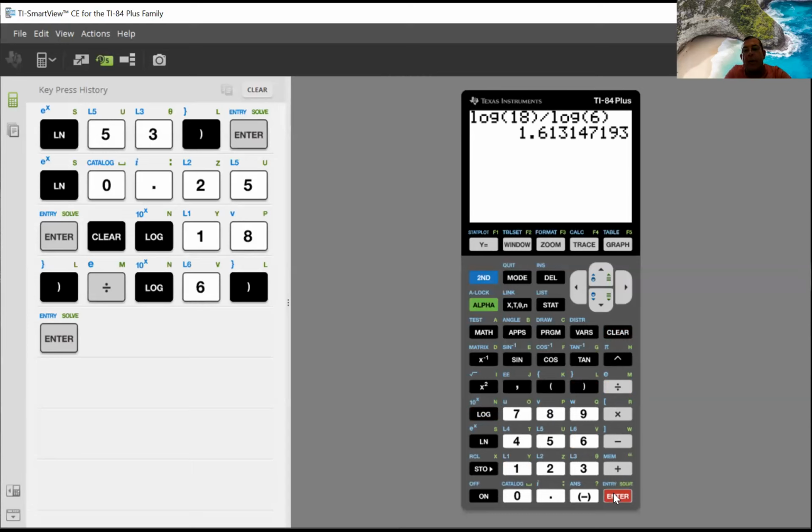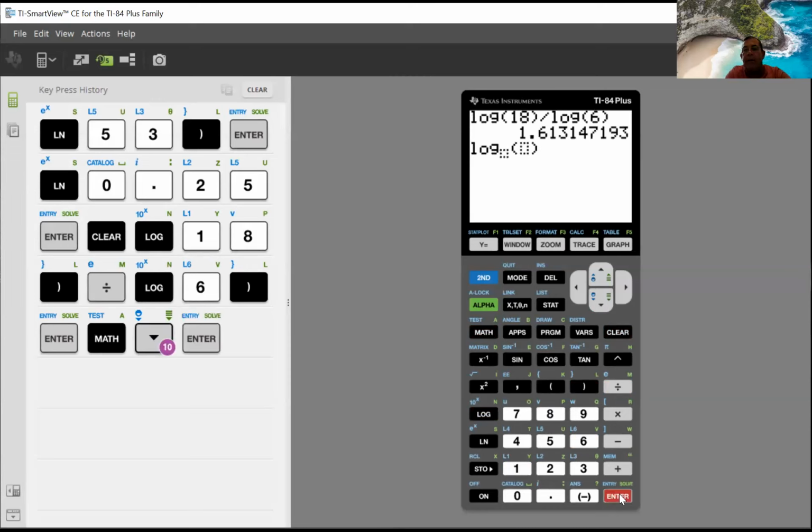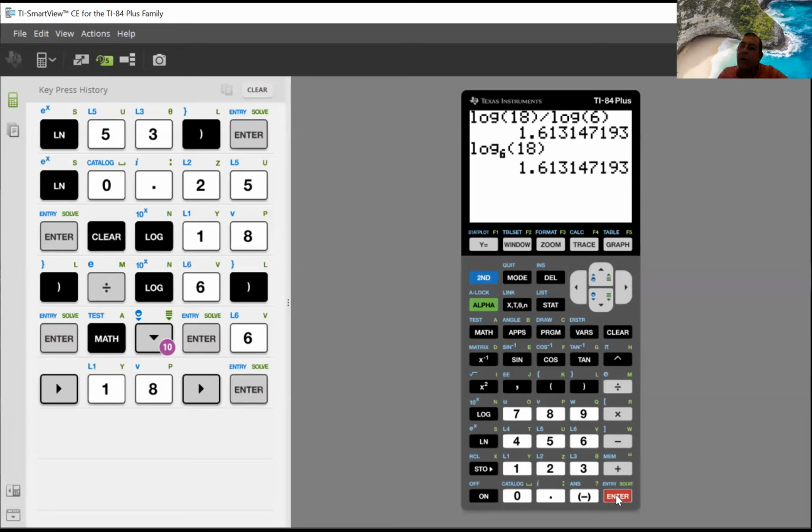And watch what happens when I use the log base. So I can hit math, go down to log base, hit enter, punch in my 6, my result of 18. And y'all look here, I get 1.6131. Same answer.